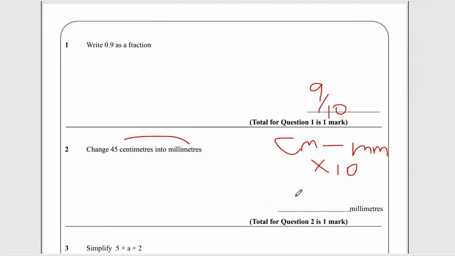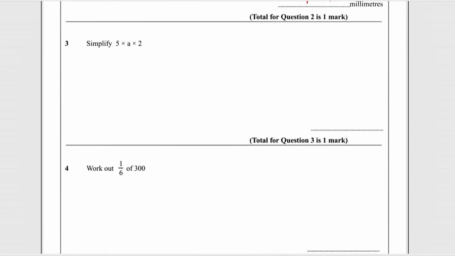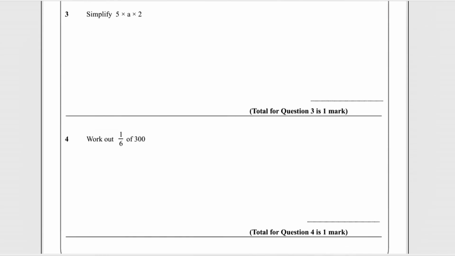So 45 times 10, just add a zero. I think most of you can do this. And this is 450 millimeters. Also, let me just mention, if you're going from kilometers to meters, you times 1000. Meters to centimeters, you times 100. It's good you know all that so that any of the questions they give you, you can easily solve.